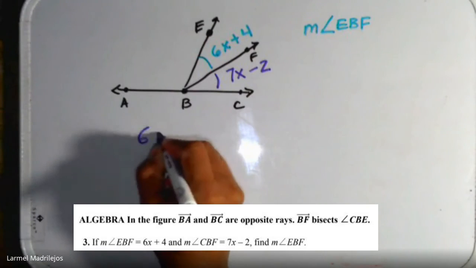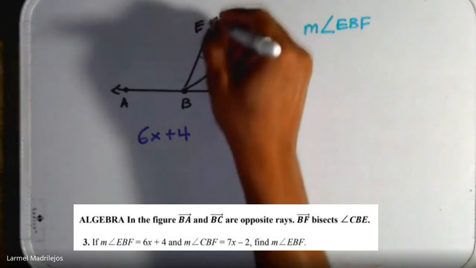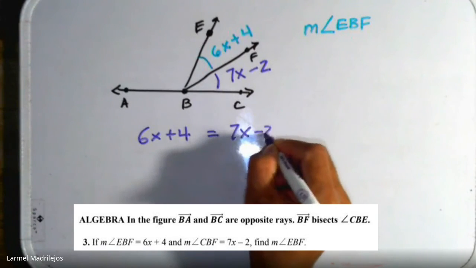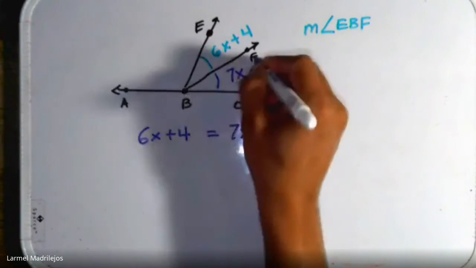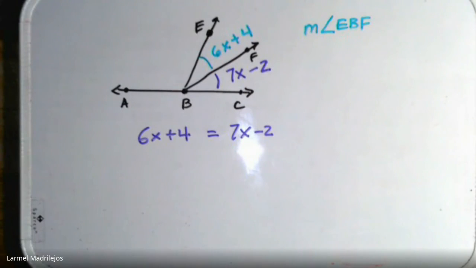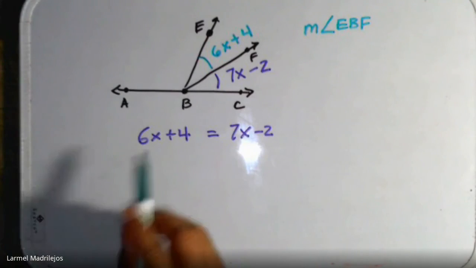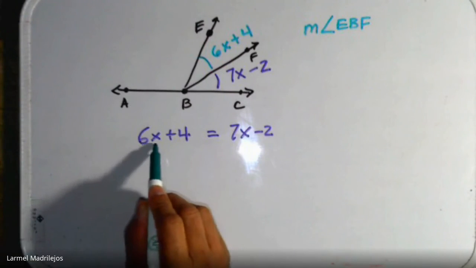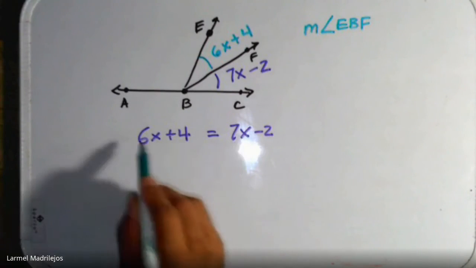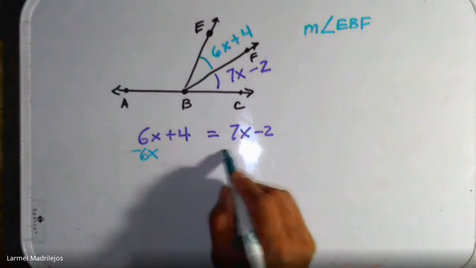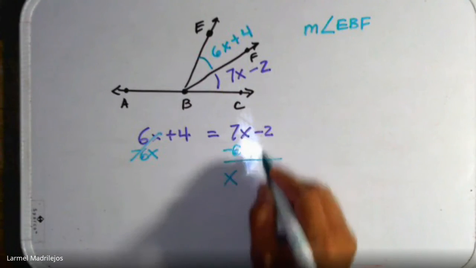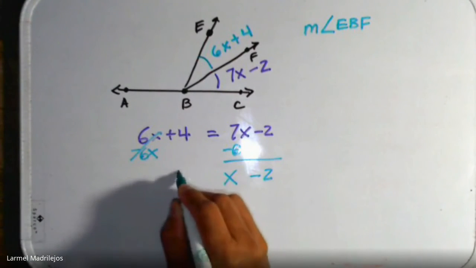We're going to set this up as 6x plus 4, which is EBF, equals 7x minus 2, which is FBC. We're going to solve this. First, I'm going to start with the variable. I saw this smaller variable compared to this, so this is the term I'm going to move to the right side of the equation. Minus 6x on both sides of the equation. This leaves me with x. I'll bring down the 2 and the 4.